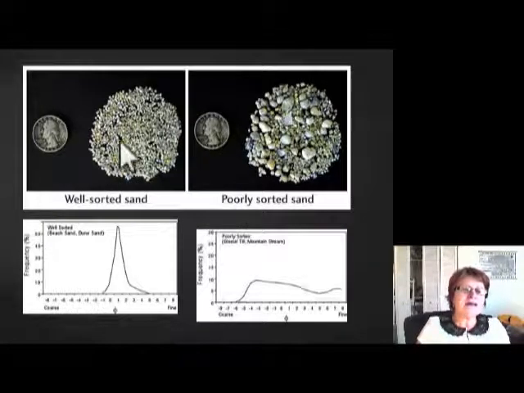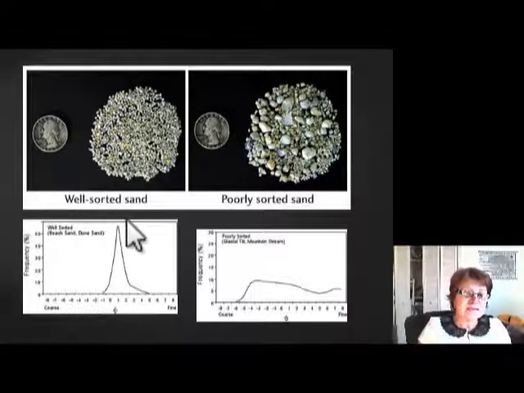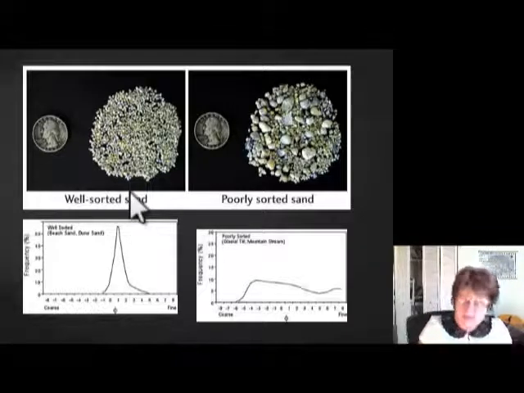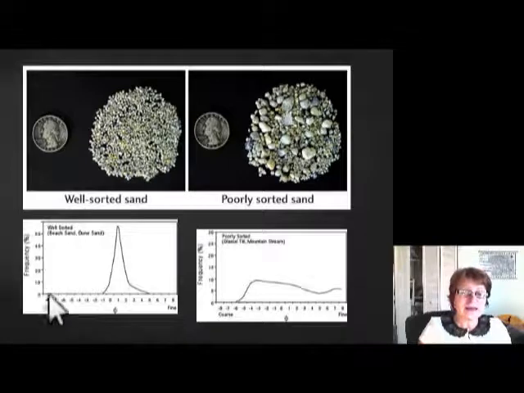If your sediment is well sorted, then the grains all belong to the same grain size. So therefore, you're going to get a distribution curve like that. Basically, every grain is exactly the same size.